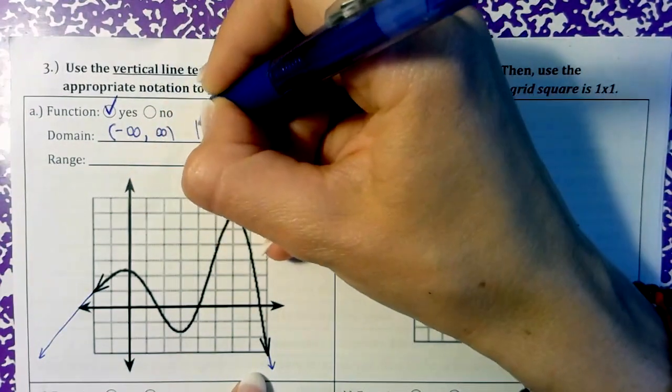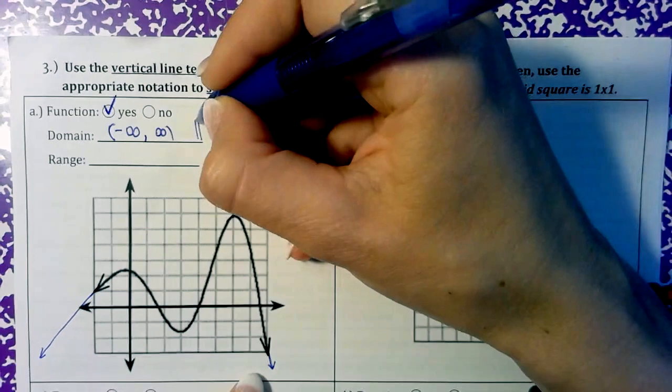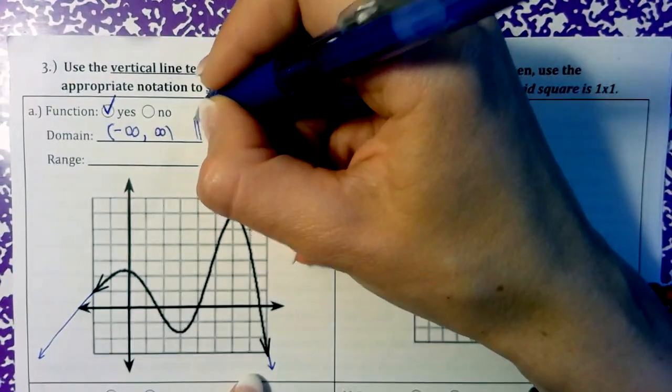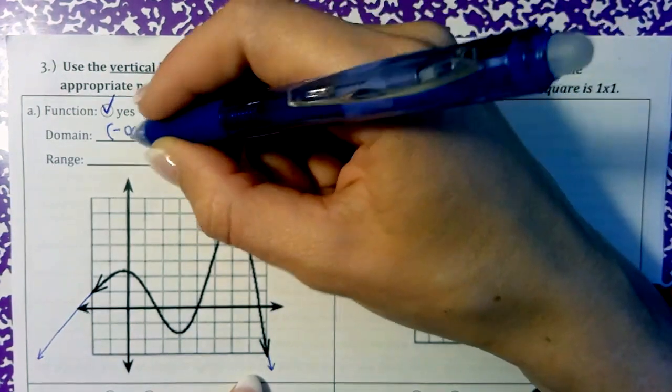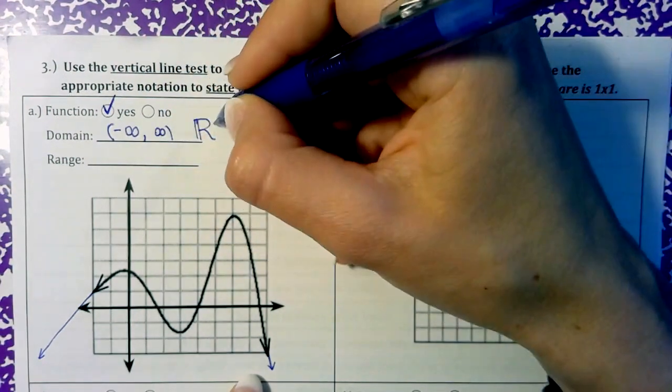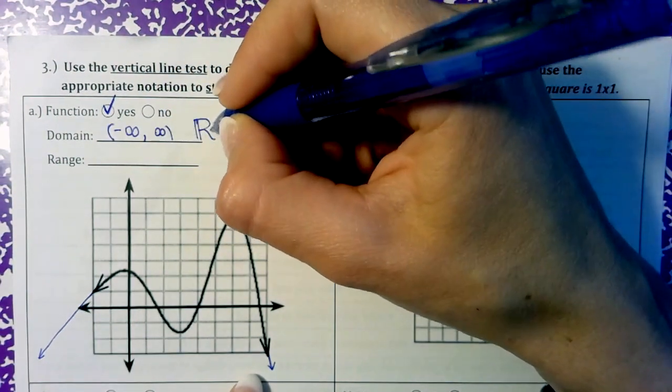Some people like to write the symbol for all real numbers. The all real number symbol is like a double line right here, very close together, and then that's used to make an R. This is interval notation, and this represents the phrase, the set of all real numbers.